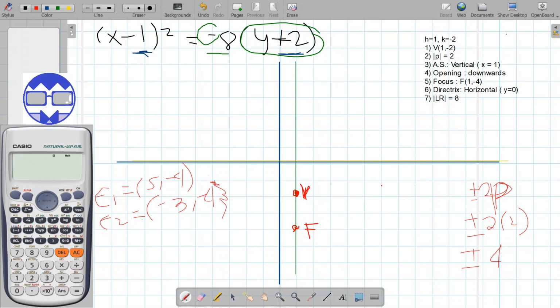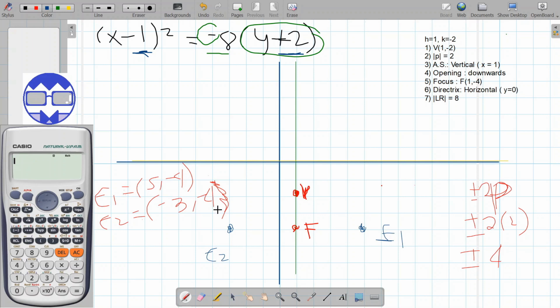So let's point this out. Where is (5, -4)? Let's count 1, 2, 3, 4, 5. So this is 5 here. The -4 is actually here. So this is (5, -4), this is E1. And E2 is (-3, -4). So -3 is here, then -4 is here. So this is E2.